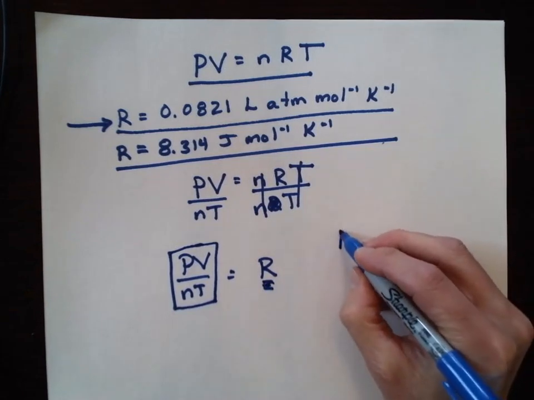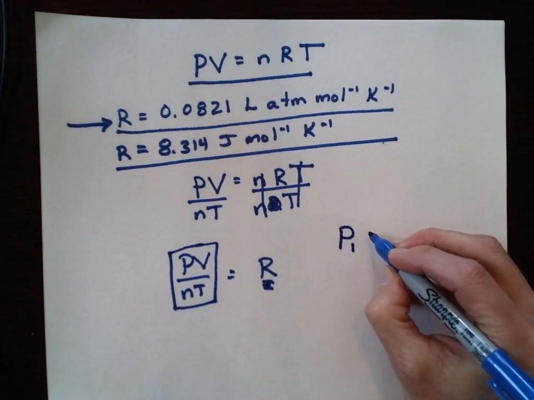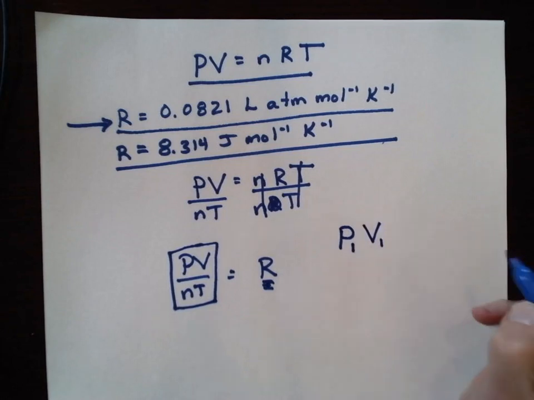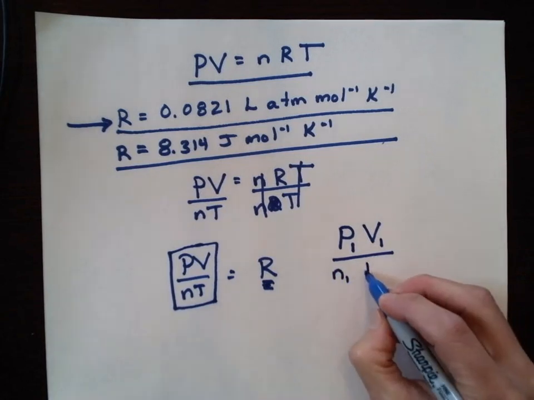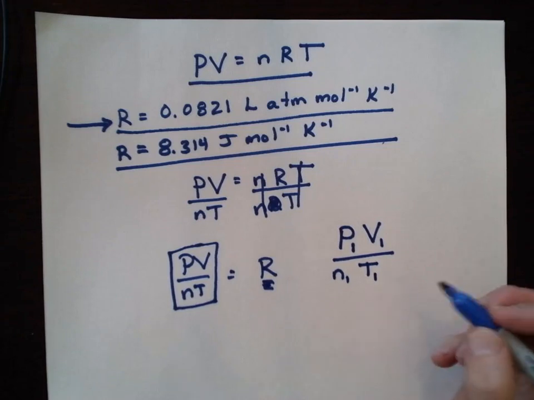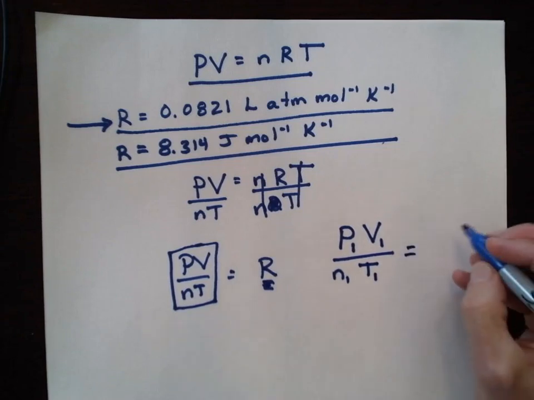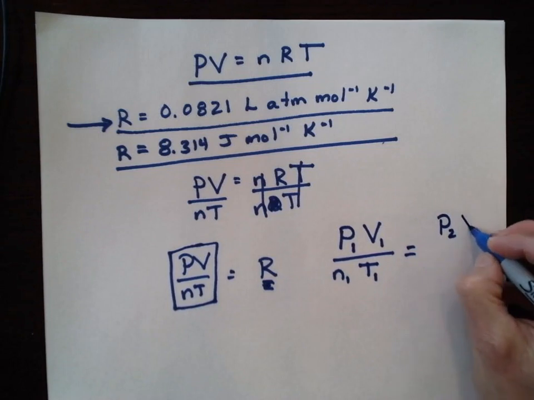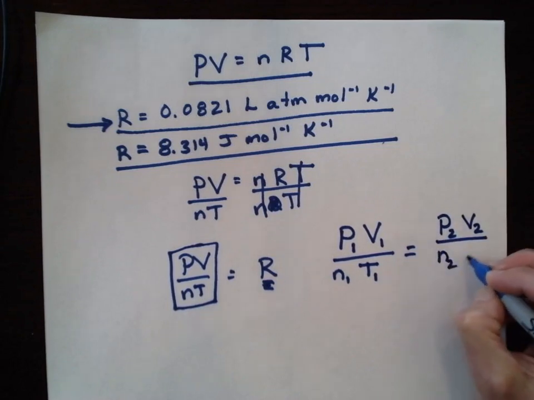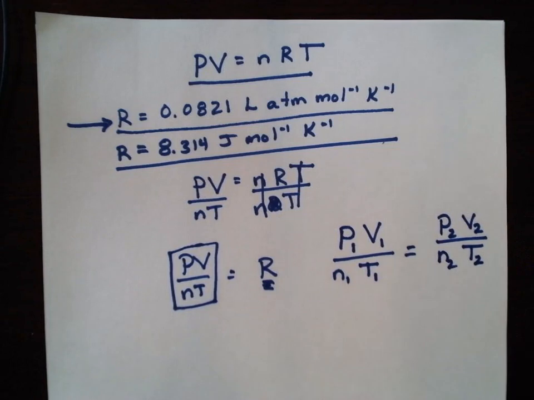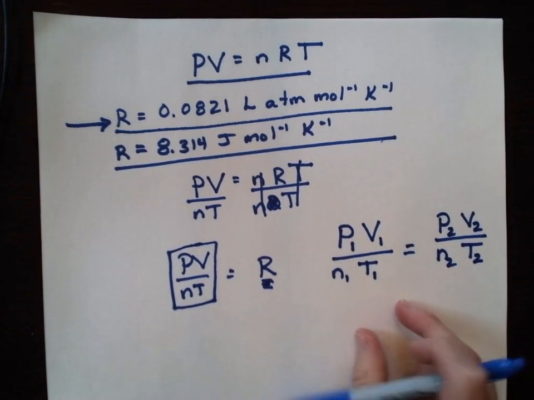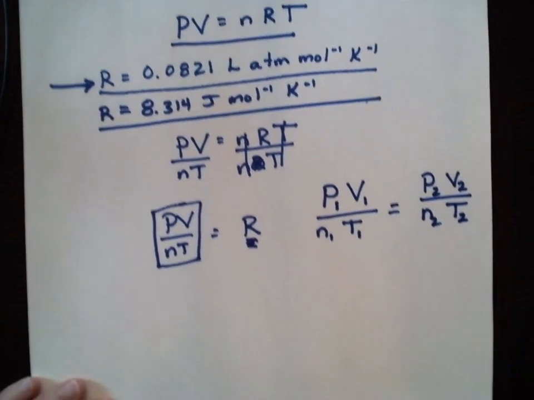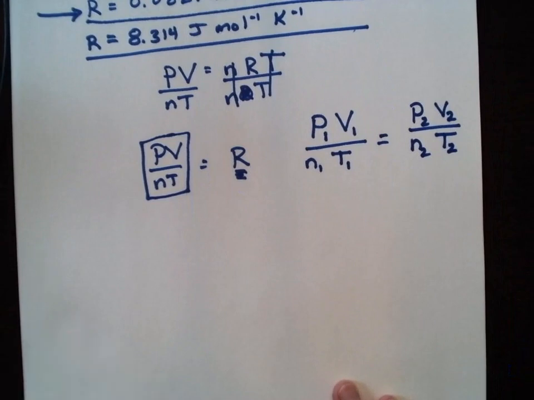Let's say we take our gas with a pressure at condition 1, a volume at condition 1, number of moles at condition 1, and the temperature at condition 1, like an initial condition. That's going to be equal to some final condition where I change all of these variables, because it's always going to be a constant. So this is going to be R, this is going to be R. So of course they're going to be equal to one another. And so from this fact, we can derive all of the other gas laws that are used.